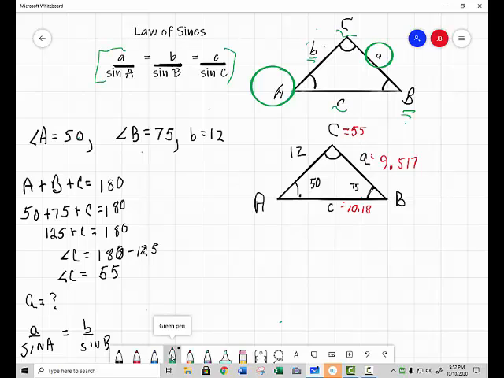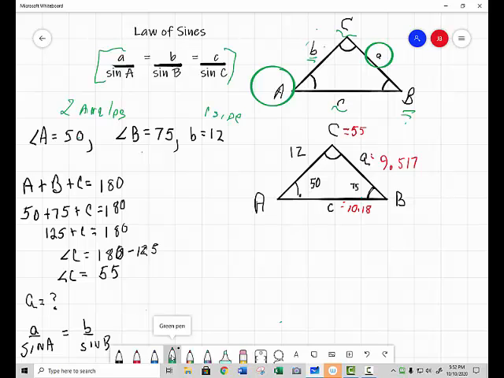Here is the formula that you want to remember. It's just basically the side to the sine. Now, one of the situations that we can have is two angles and one side, and that's pretty straightforward. If I have two angles, in this case an angle of 50 degrees and 75, so angle A is 50 degrees, angle B is 75 degrees.